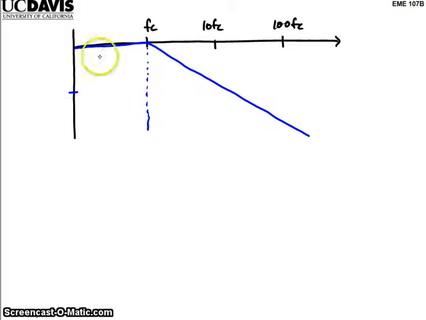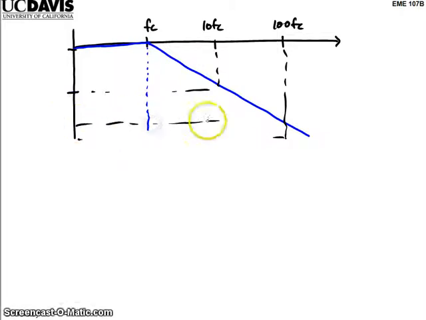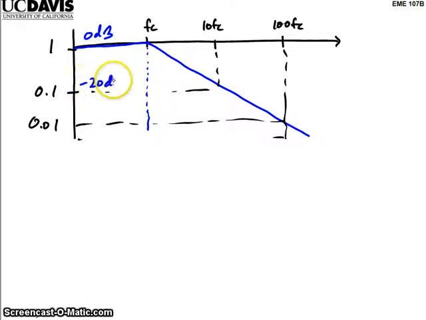Okay, and again, I'm going to plot it. I'll sketch over here on the left-hand side my best approximation. I can do better than that. So this is 1, 0.1, 0.01, or 0 dB, minus 20 dB, minus 40 dB. Okay, so this is our first order filter.